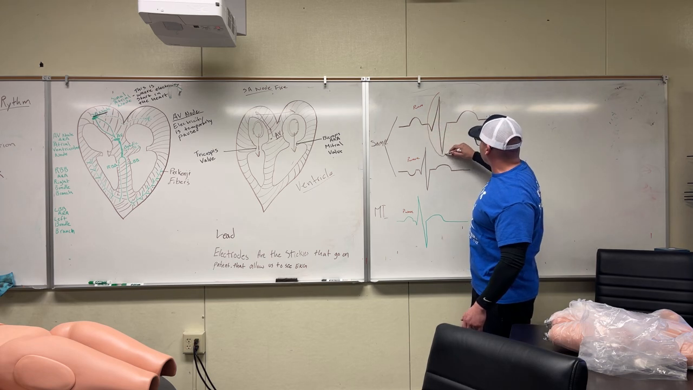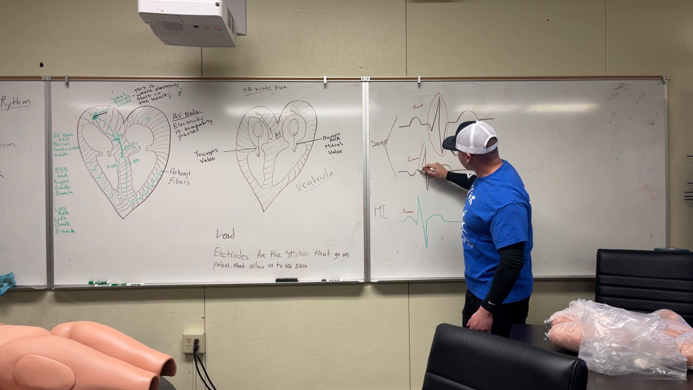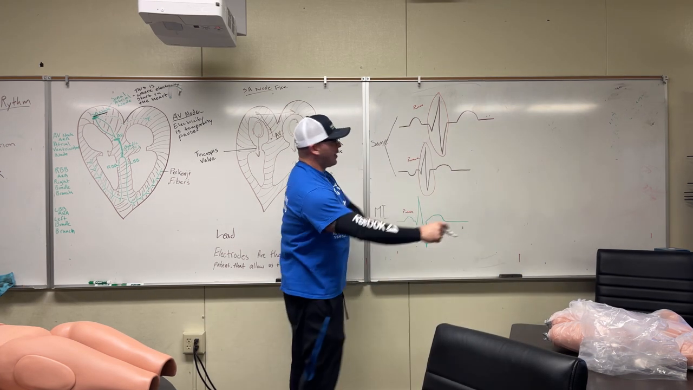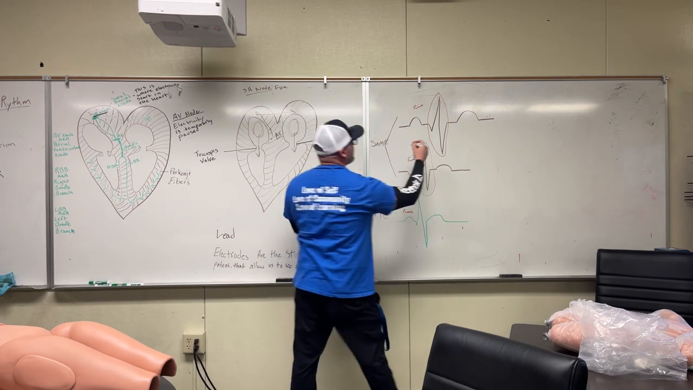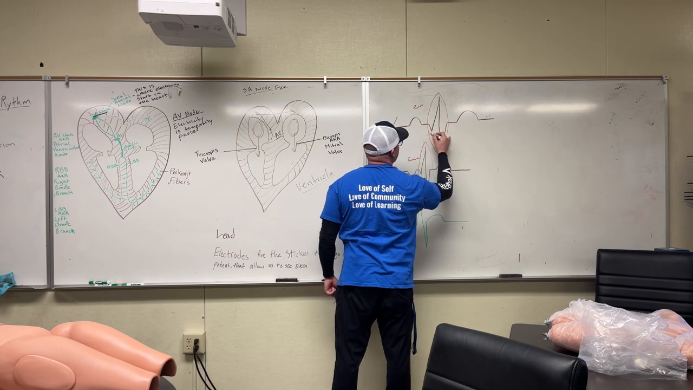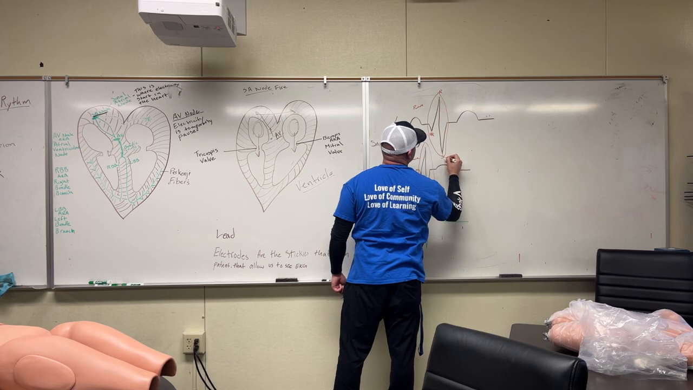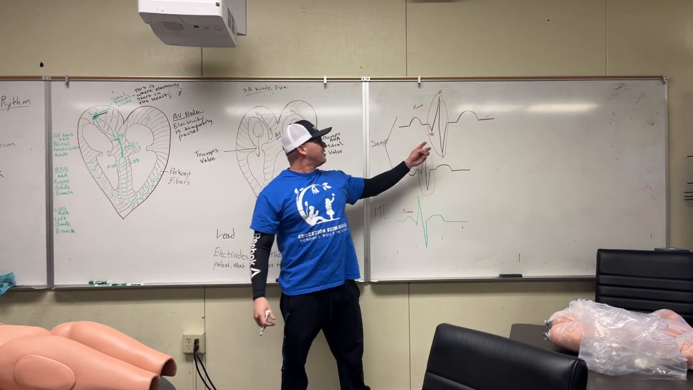All these right here, which makes it easier for you. And they're in alphabetical order. So it's P, Q, R, S. So we're just talking about the spikes. We just label the spikes and the bumps.